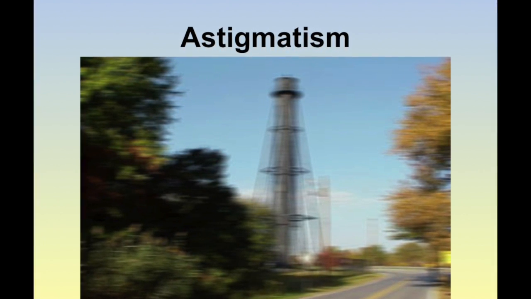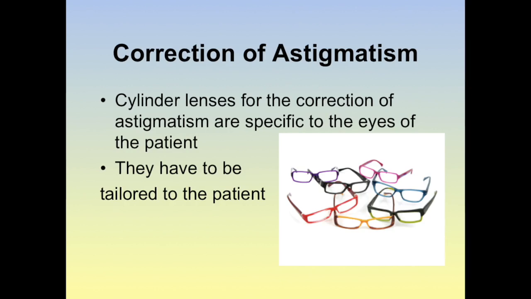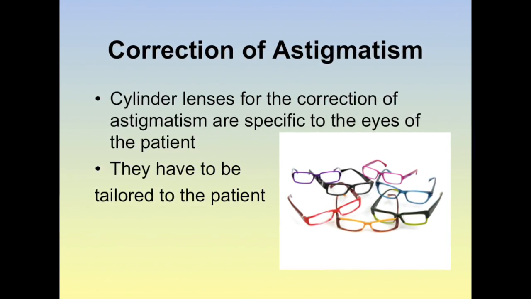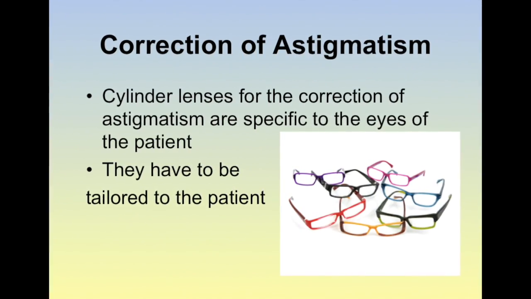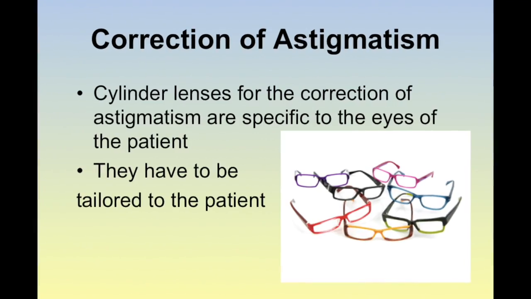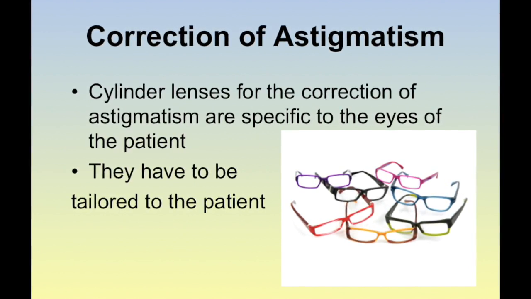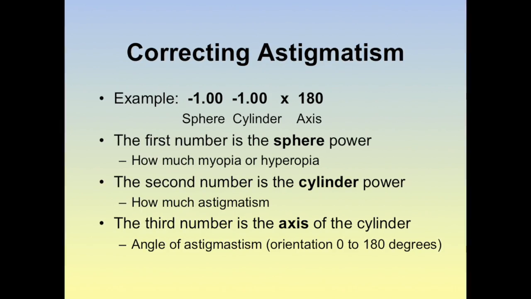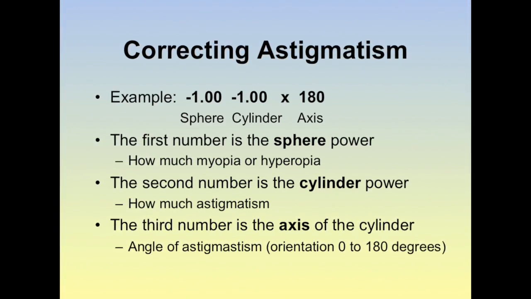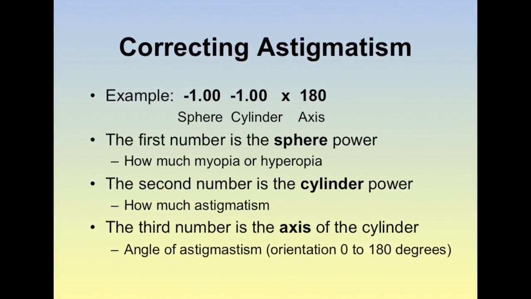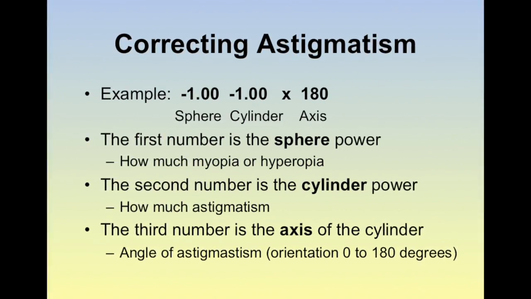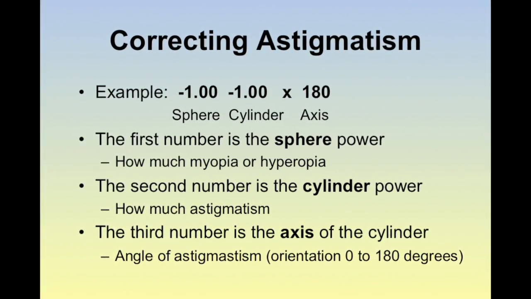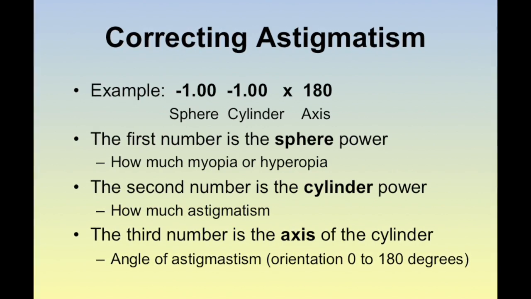So how do you correct astigmatism? I can't just give them a myopia pair of glasses or a hyperopia pair of glasses. I actually have to give them glasses that are very specific to the patient. Showing an example for astigmatism here, this example shows a -1 sphere. That means the patient has myopia, it's minus. There's a -1 cylinder, that's how much astigmatism they have, and then there's an axis of 180.